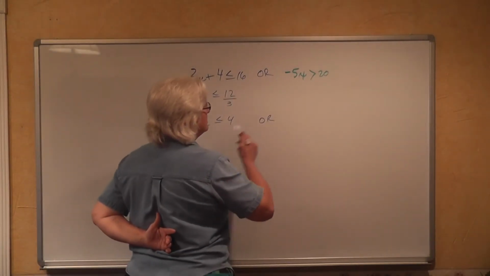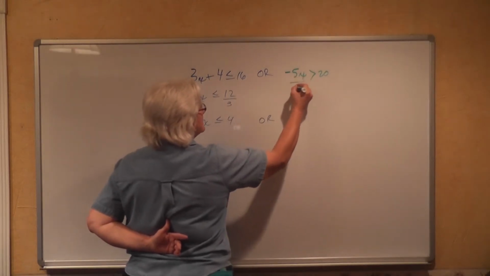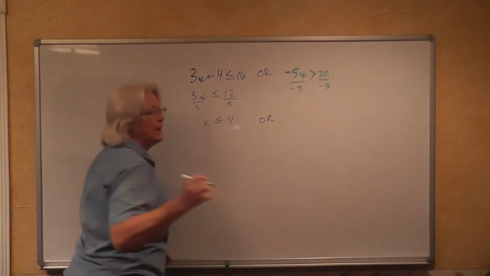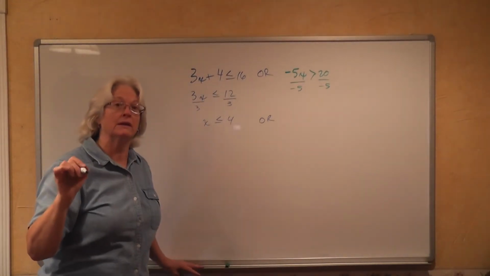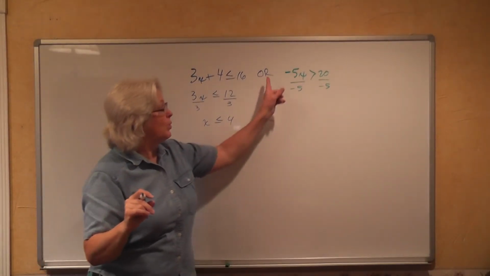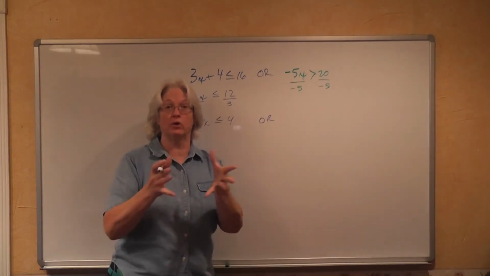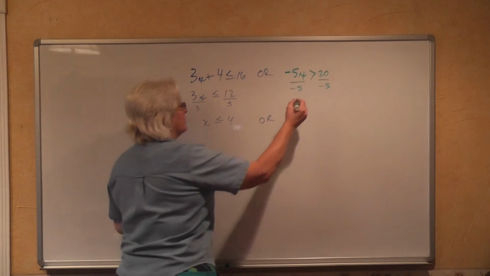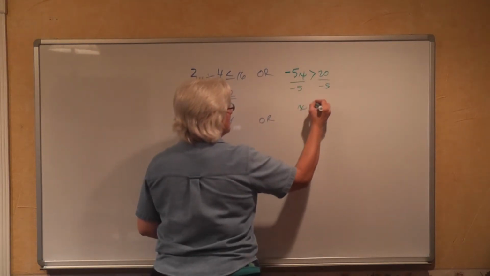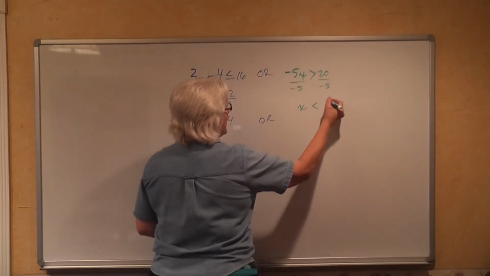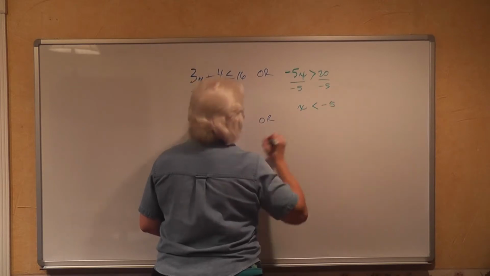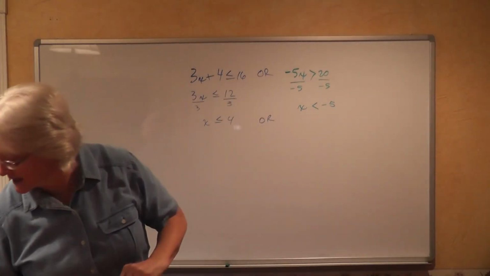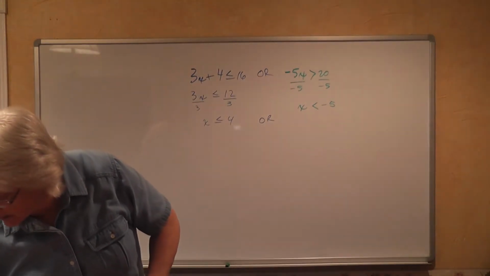And what are we going to do? We're going to divide both sides of this inequality by -5. Now, inequality, not equation. What happens when you multiply or divide by a negative number? When you multiply or divide by a negative number, the direction of that inequality has to change. So we now have x is less than -5.